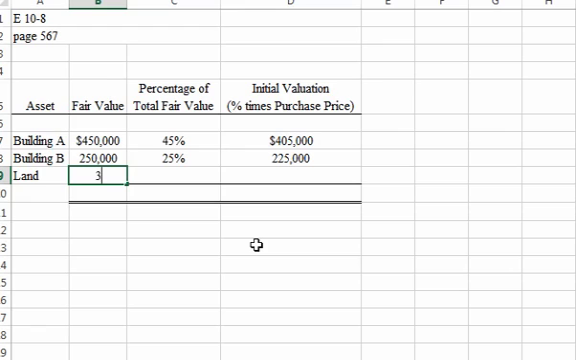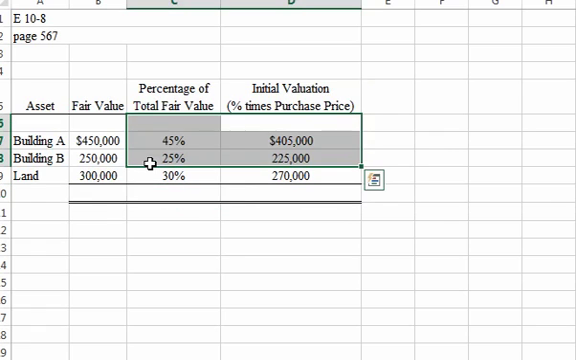$300,000 was paid for the land. Okay, we want to show that as a percentage of total fair value, which was $1 million. 30%. And then we're going to say our 30% times the purchase price, $900,000. And that gets us $270,000.